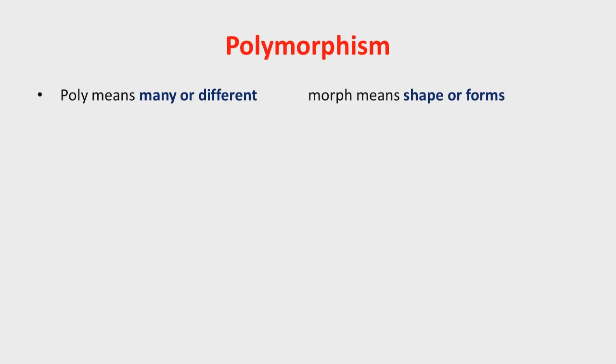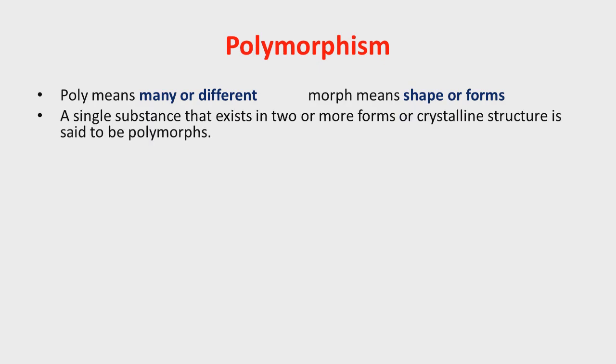It is because of the different chemical composition of isomorphs. Now we will see the second characteristic of solids, that is polymorphism. In polymorphism, the word poly means many or different, and morph means shape or form. So first we will see what is meant by polymorphism. A single substance that exists in two or more forms or crystalline structures is said to be polymorphic, and the phenomenon is called polymorphism. Such shapes or forms are called polymorphs of each other.